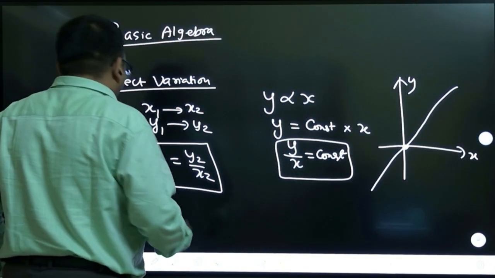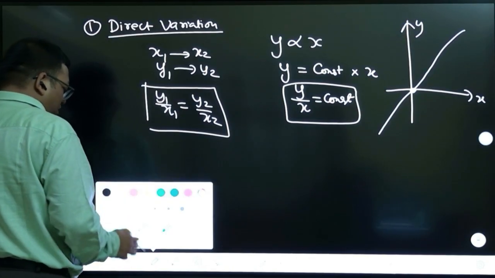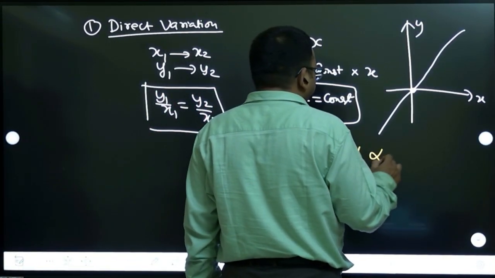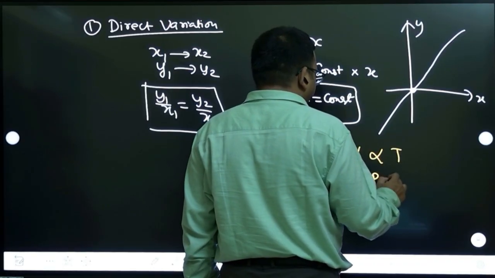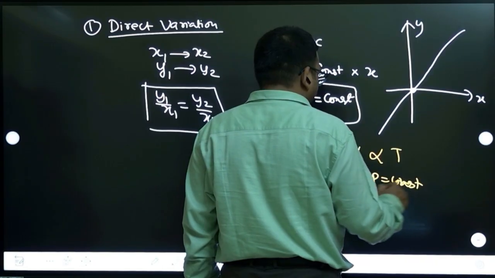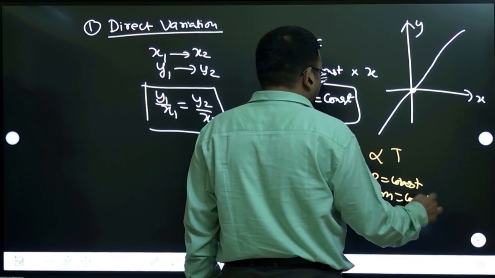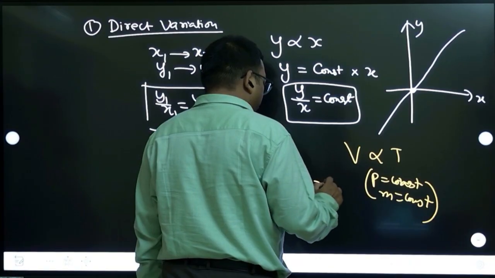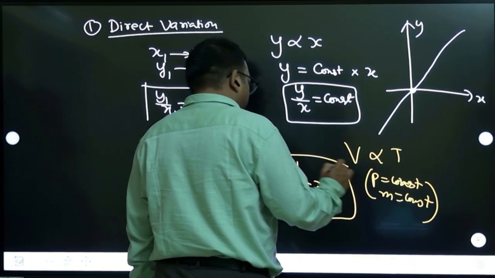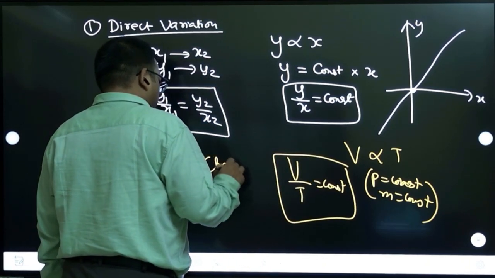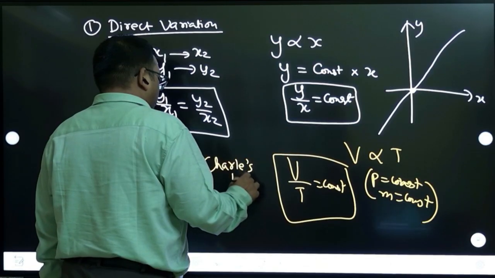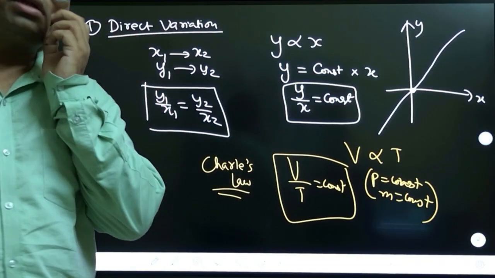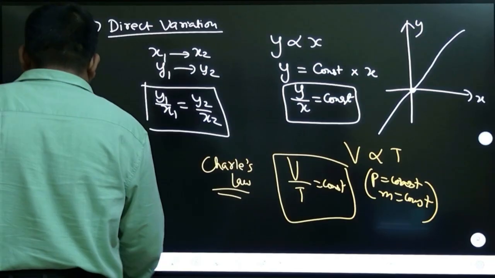Now where is the application? Lot of applications are there. For example, suppose you consider volume and temperature relationship, if pressure is constant and mass of gas is constant, you can assume this kind of relationship that volume by temperature ratio will be constant. This is called Charles law. Okay. So in kinetic theory of gases, Charles law is applicable. Volume temperature relationship of a gas, the ideal gas.